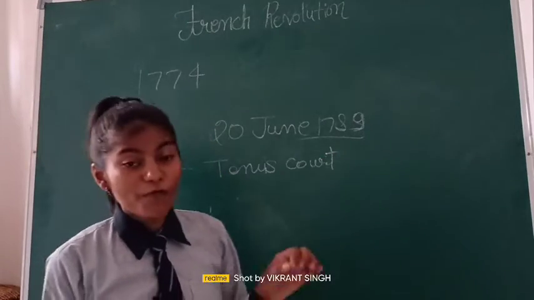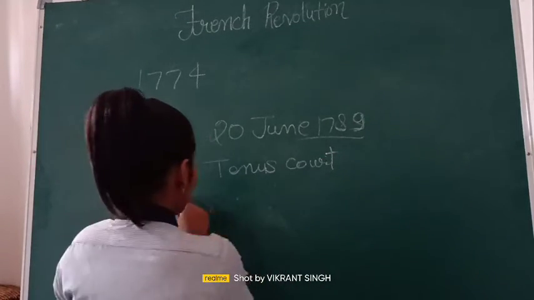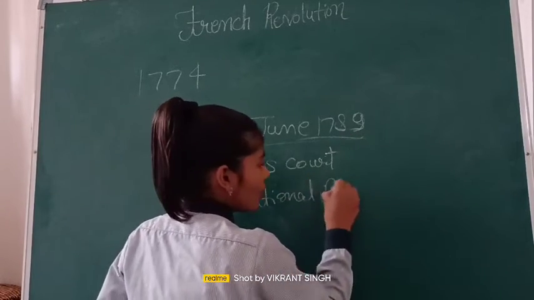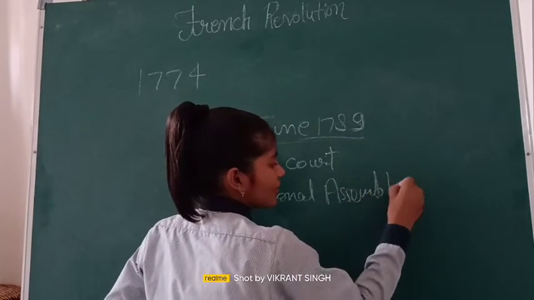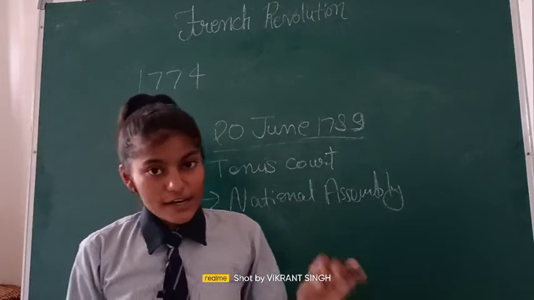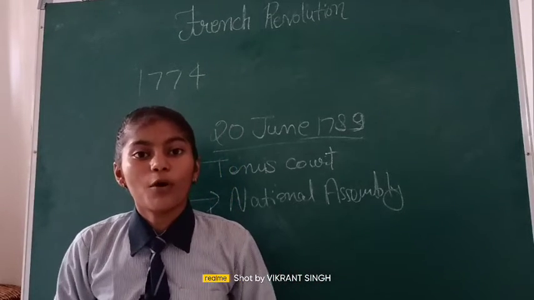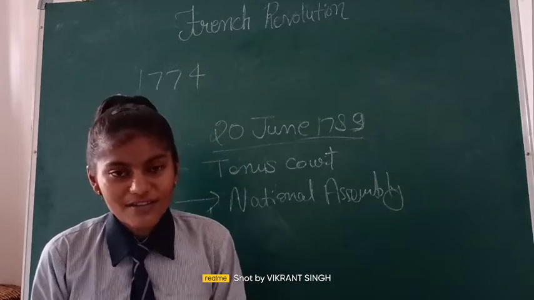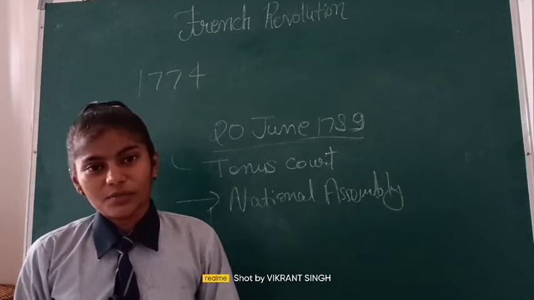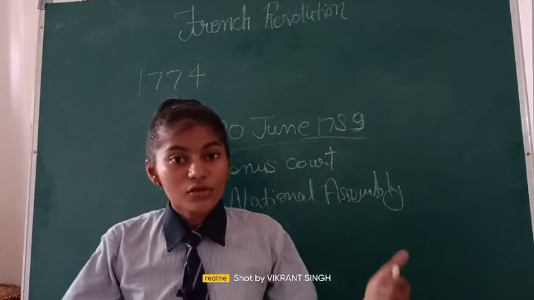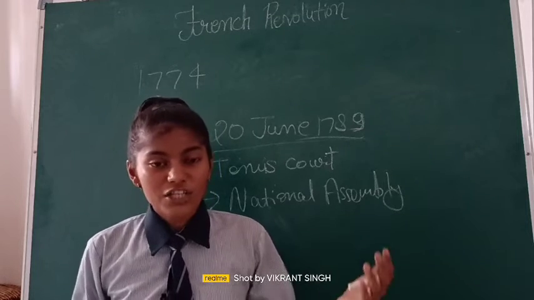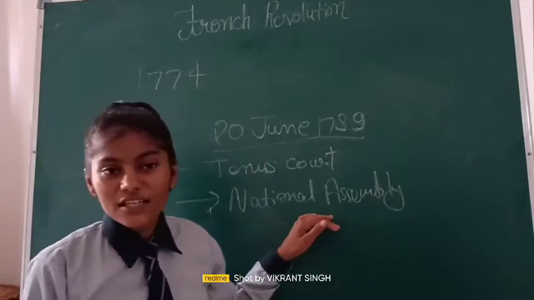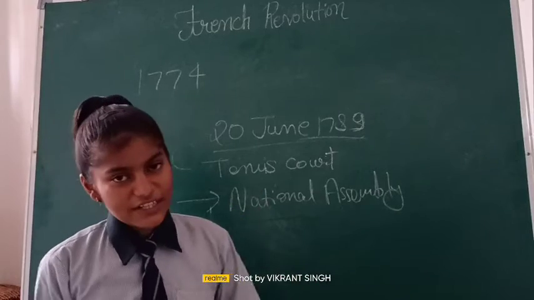After gathering, they formed their National Assembly. They formed the National Assembly on this date. Now, why did they form this National Assembly? After the National Assembly was formed, they would draft the Constitution of France. But actually, they did not want democracy; they just wanted to limit the powers of the monarch. They just wanted a constitutional monarchy. So that's the National Assembly, which was formed on 20th June 1789.